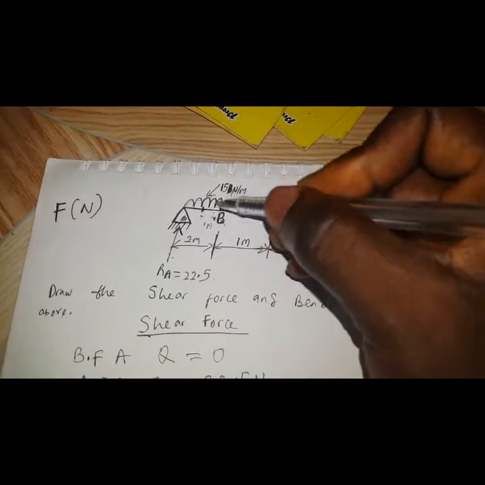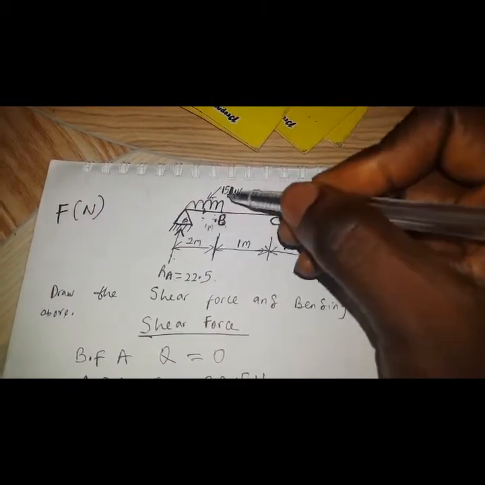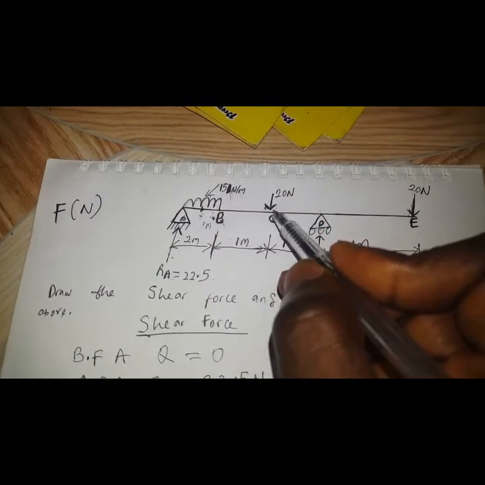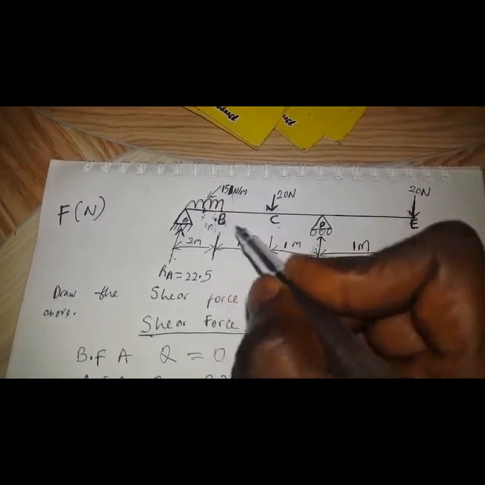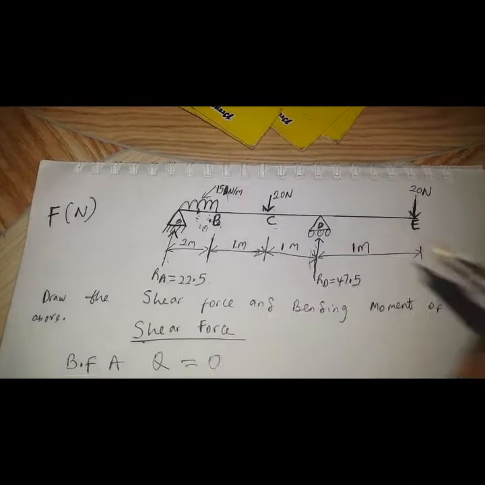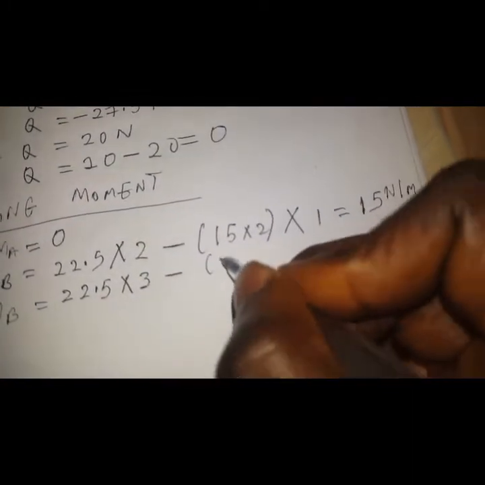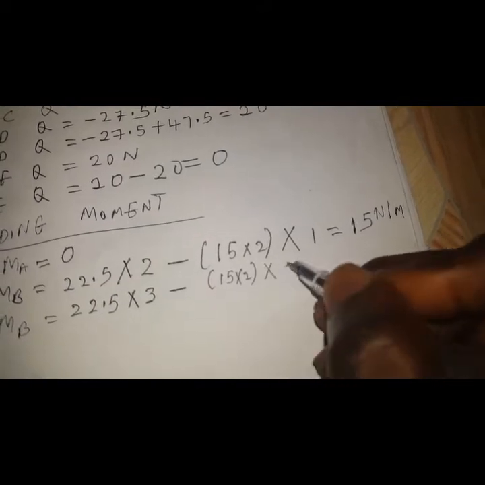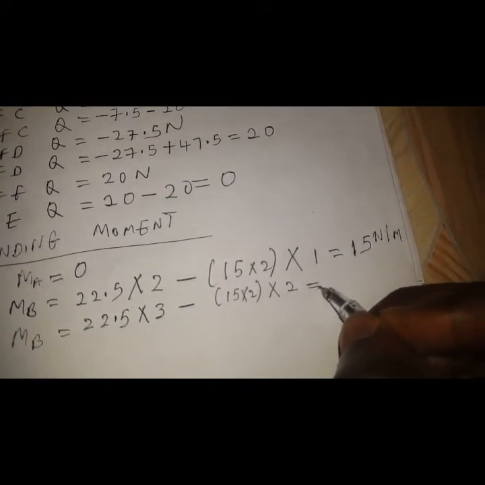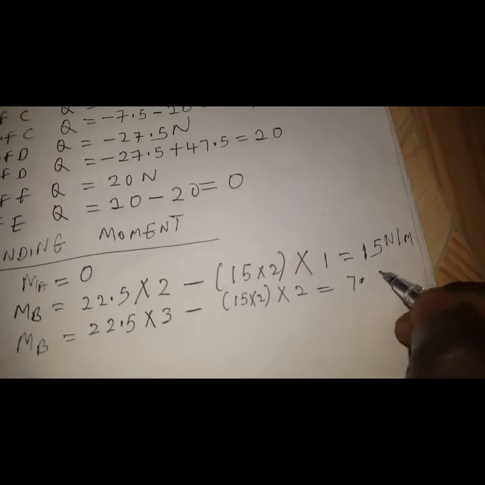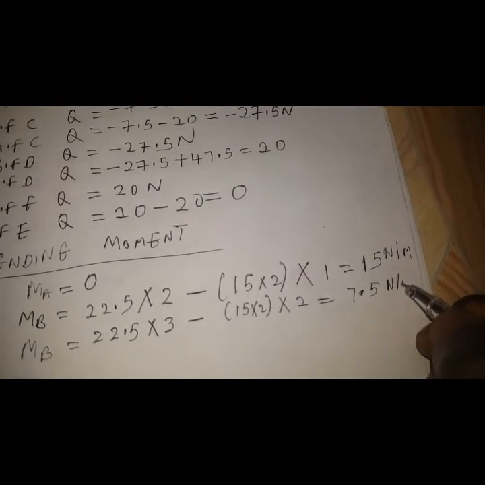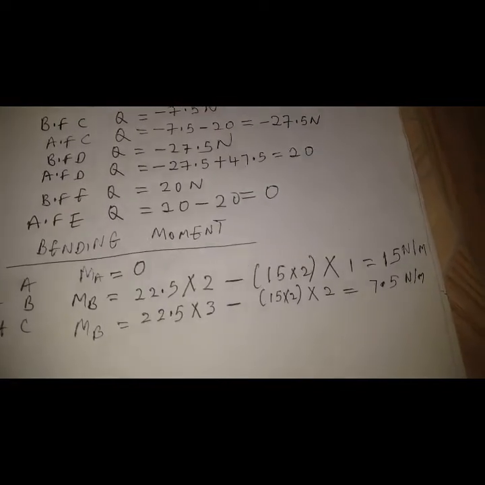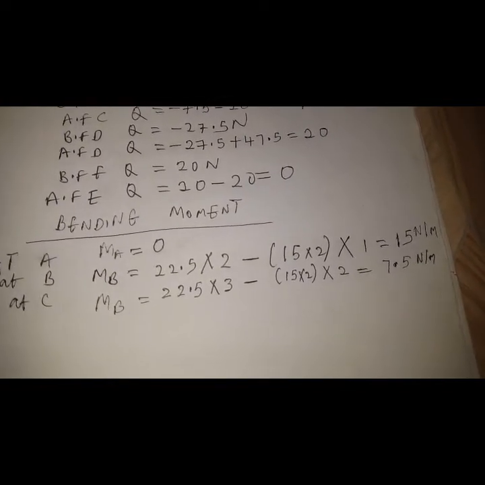So the force of this UDL is 15 times 2, which is 30. So 30 will be acting from this point to point C here. So we have 1 meter here plus another 1 meter, which is 2. So we'll be having minus 15 times 2 multiplied by 2, which will give us 7.5 Newton per meter. So that's our bending moment at point C.